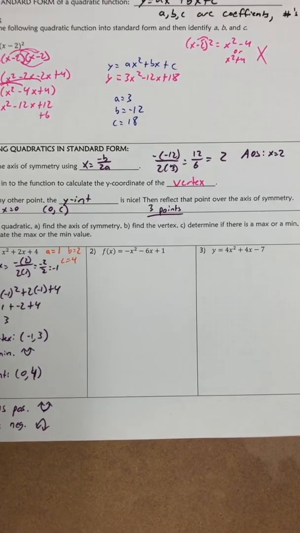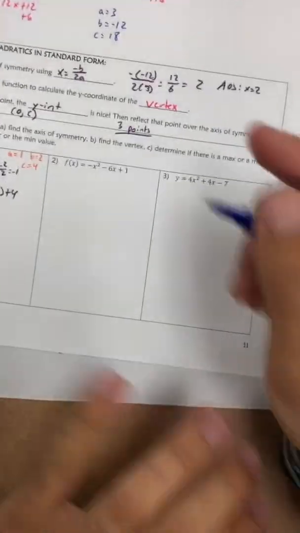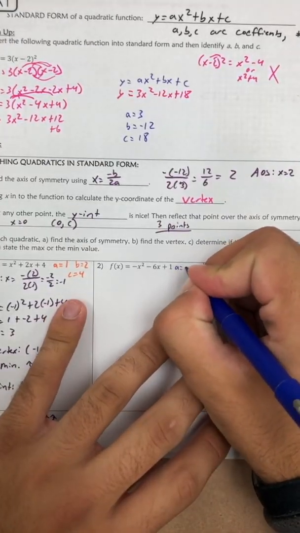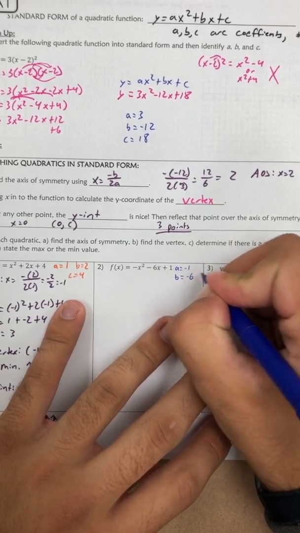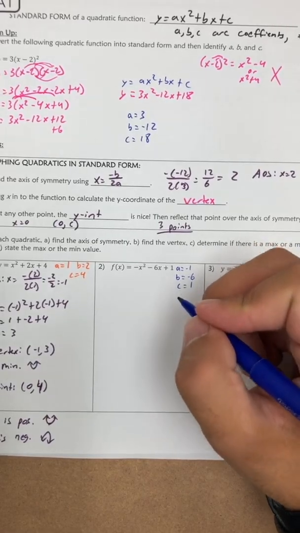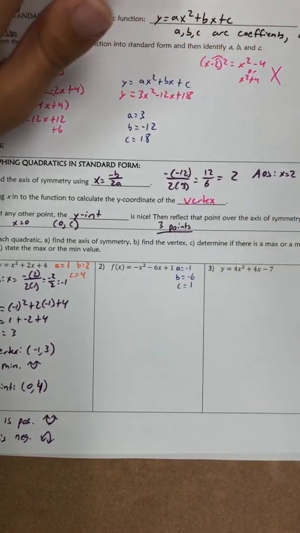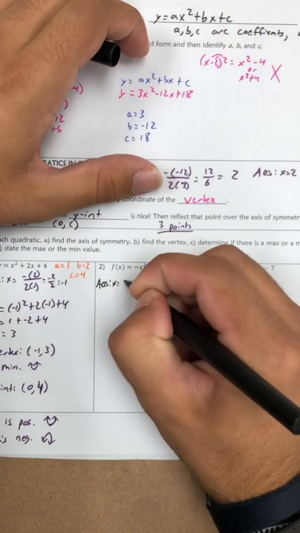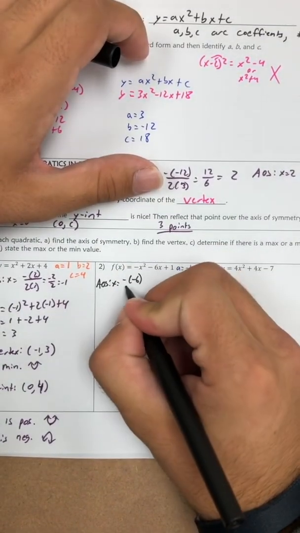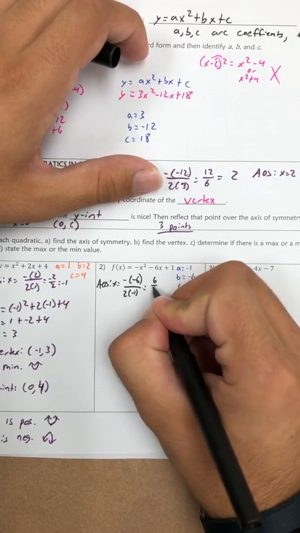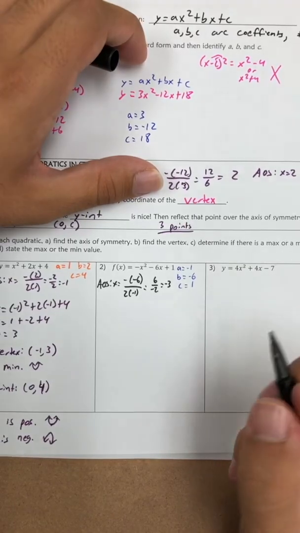Looking at number 2 now. Again, I'm going to find my a, b, and c value really quick. So a equals negative 1, b equals negative 6, c equals positive 1. From there, I'm going to do axis of symmetry. X equals opposite negative 6 over 2 times negative 1. So that is 6 over negative 2, which is negative 3.